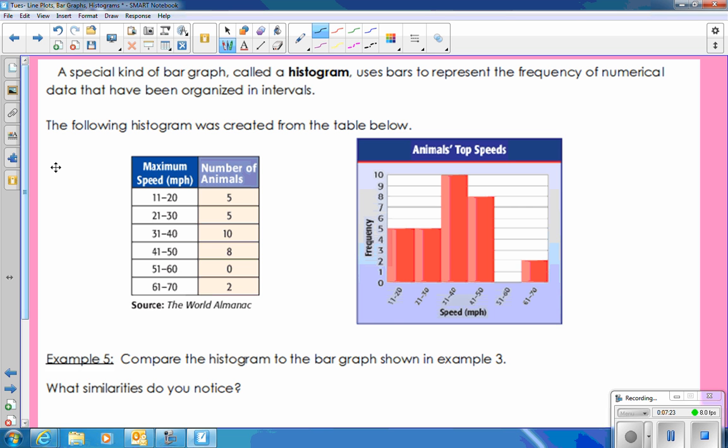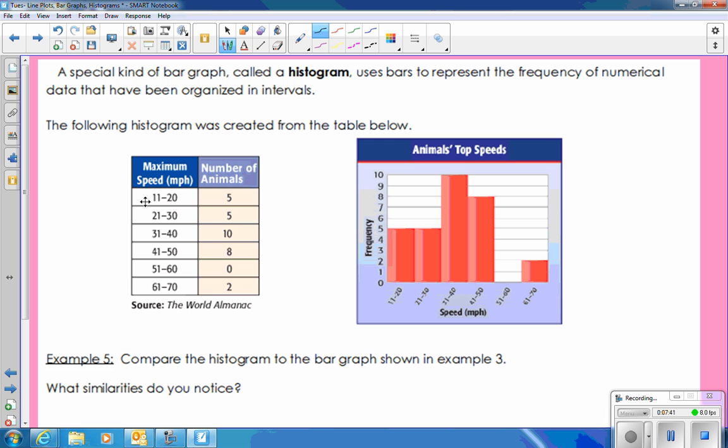So what we're looking at here is 11 to 20, our graph reaches up to 5. 21 to 30, our graph also reaches up to 5. 31 to 40, it reaches up to 10, and so on. Notice at 51 through 60, there were just no animals in that category, so there's no bars.